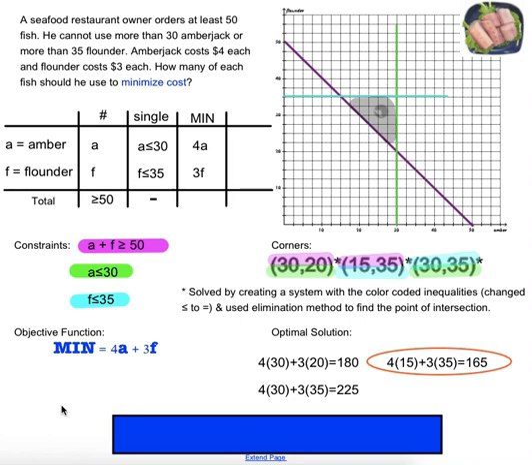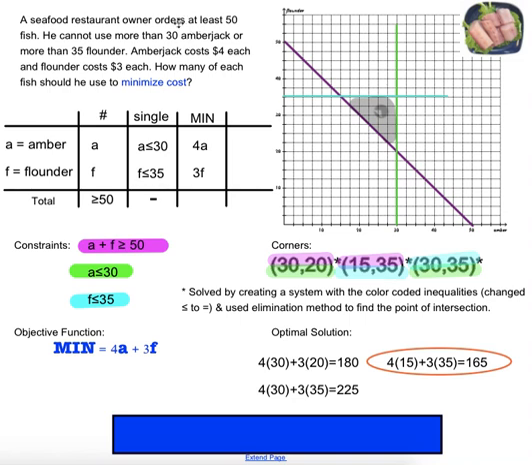So to start with, we start by identifying our two variables. In this case, it's amberjack and flounder. Here we've got a couple different rules. We have those single constraints with only one variable in them. It says he cannot use more than 30 amberjacks, so I say A is less than or equal to 30. To say no more than 35 flounder, it'd be F is less than or equal to 35.